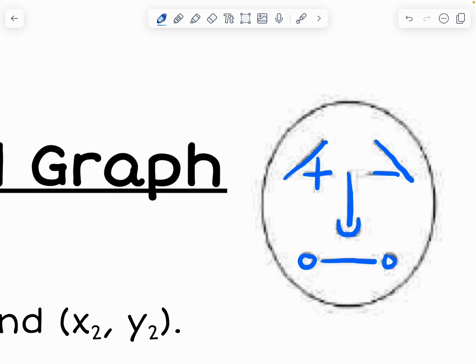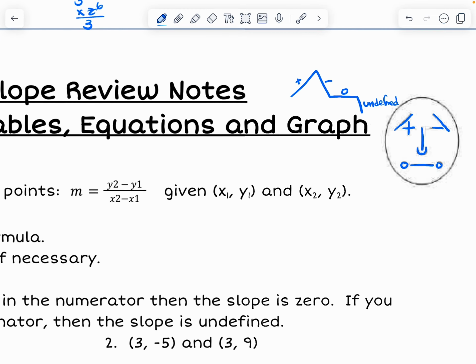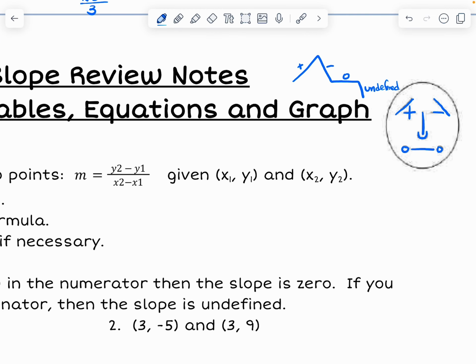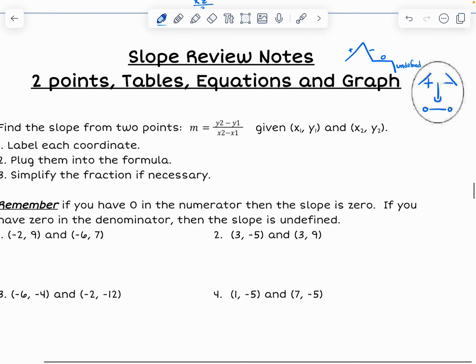Now, you know me, I like slope dude. Puff, puff, puff, positive. Nice, negative. 0 fun. Undefined. But whichever way you like it, just make sure that you know what your positive, negative, undefined, and 0 slopes are.